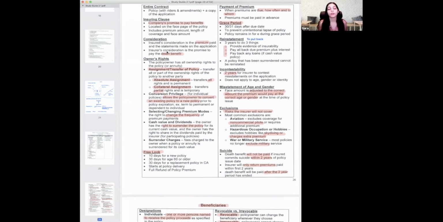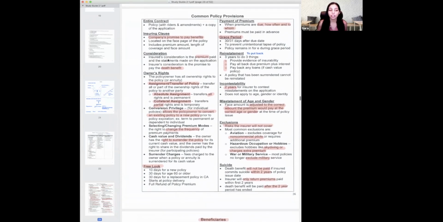Consideration. Consideration is something of value that each party brings. Now, it is a concept that we went over in previous chapters, but I'm going to go over it again. Consideration for the insured, for the client, is the premiums, right? The payments and any statements they made on the application. If we're talking about the company or the insurer, what do they bring to the policy? They're going to bring the death benefit.